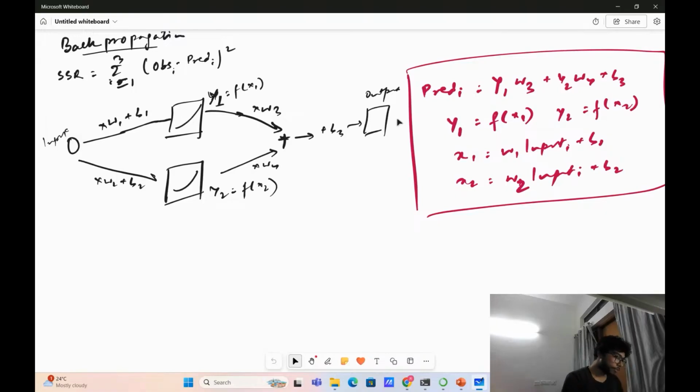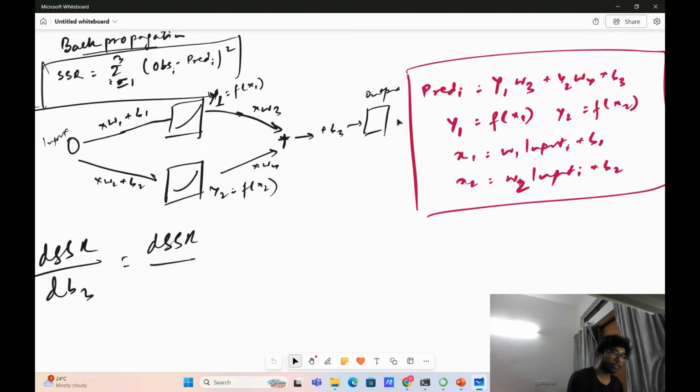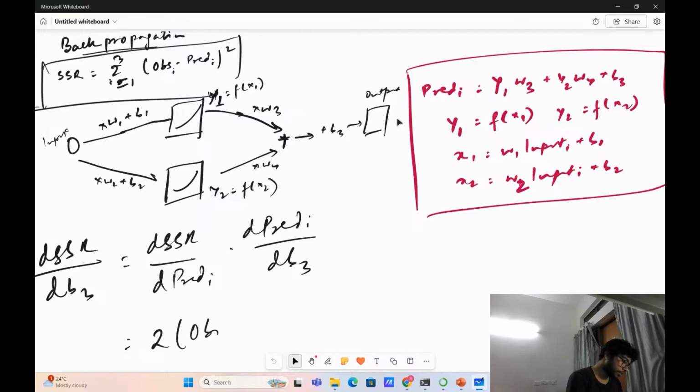So now let's start with the first thing first, okay? So let's do one by one. So what we need is derivative of SSR with respect to B3. So first, you take derivative of SSR. So this is the SSR formula that we wrote. So first we take the derivative of SSR with respect to predicted, and then you take the derivative of predicted with respect to B3. So what is derivative of SSR with respect to predicted? It's simply twice observed minus predicted. Okay. Derivative of x square is 2x. That's it. Times derivative of predicted in terms of B3.